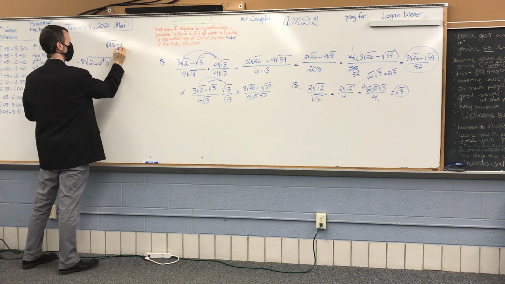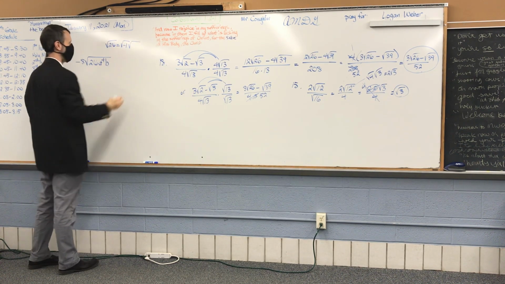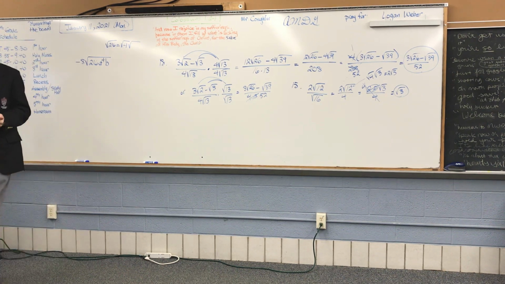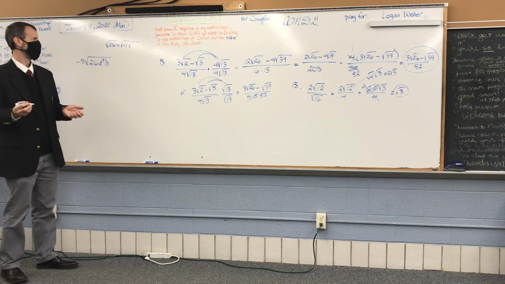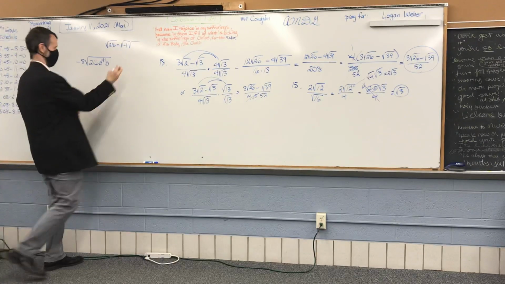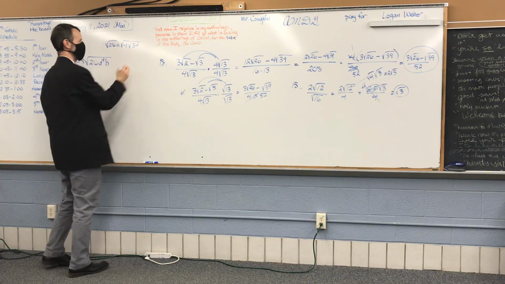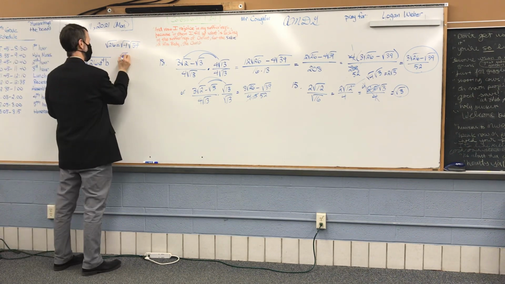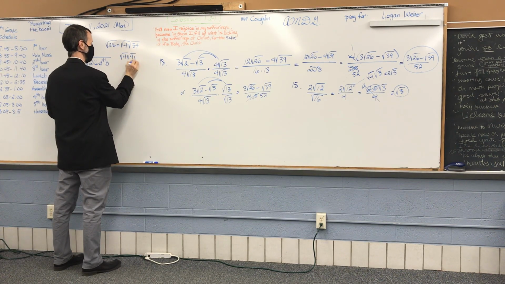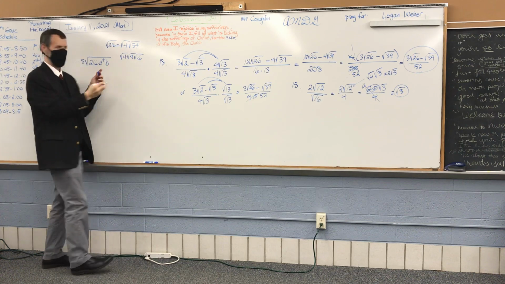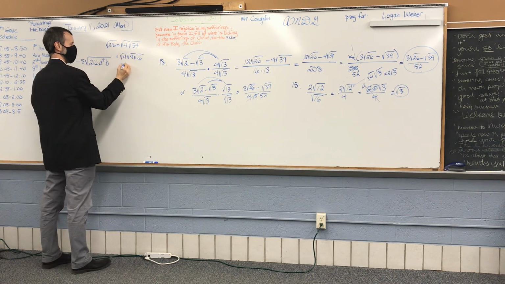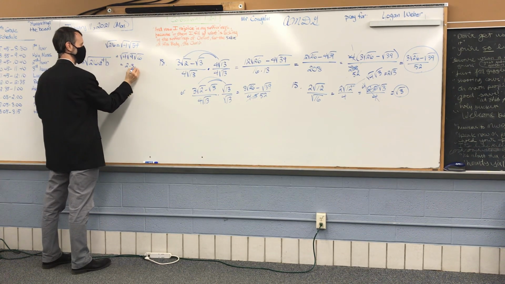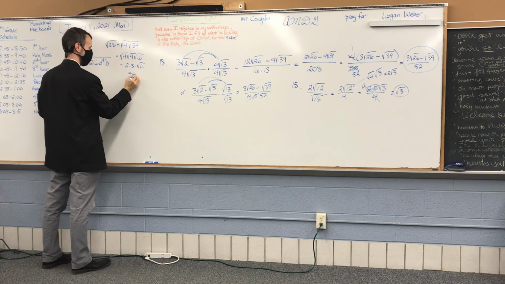Radical 216 is radical 4 times radical what? 54. Are there any perfect squares in 54? Yeah, 9. Radical 4 times radical 9 times radical 6. What is that really? 2 times 3 times radical 6, which is 6 radical 6.